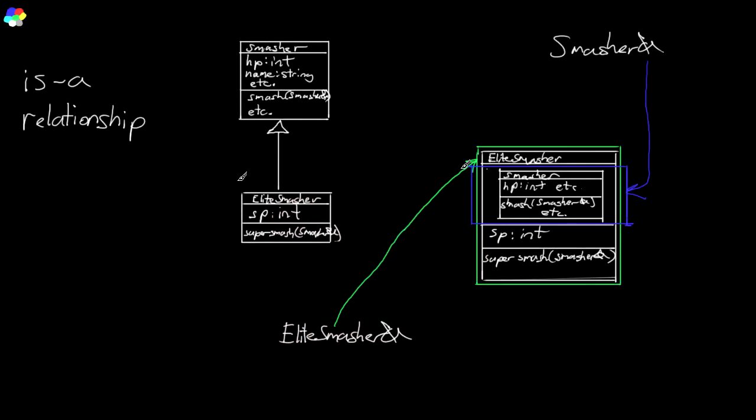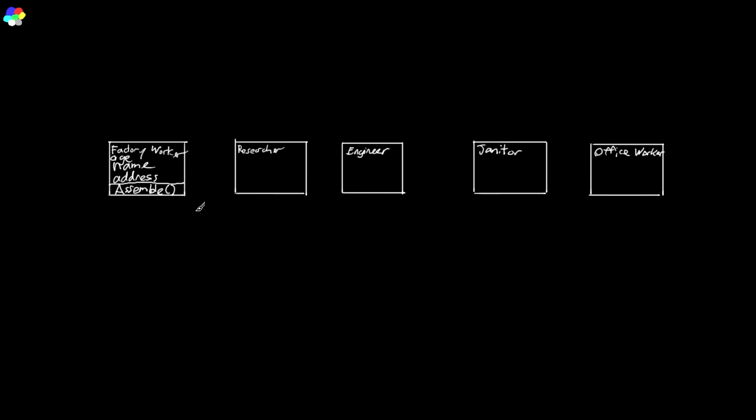In the last video when I introduced inheritance, we had a concrete class smasher and we wanted to extend its functionality without changing the smasher itself. So we created a new class, elite smasher, that inherits from concrete smasher, and we use that to extend the functionality. So that's one example of inheritance: extending an existing class without modifying it in any way.